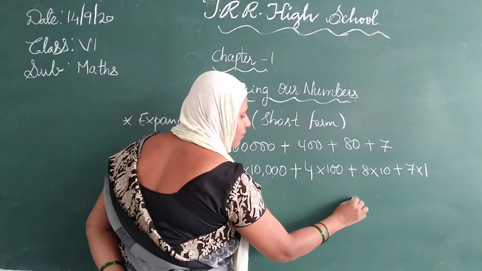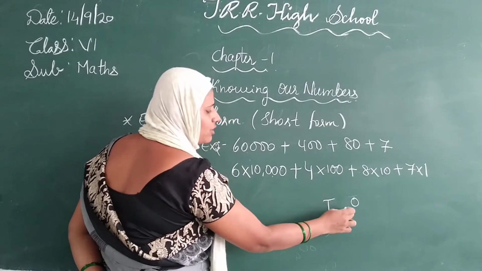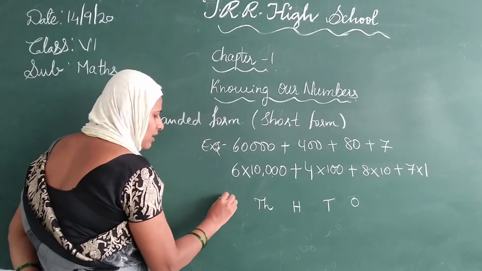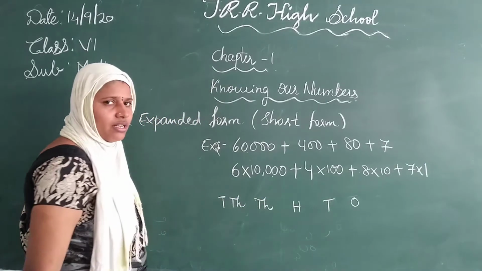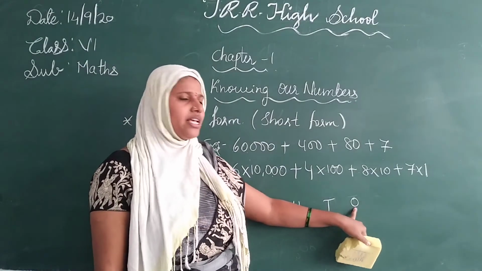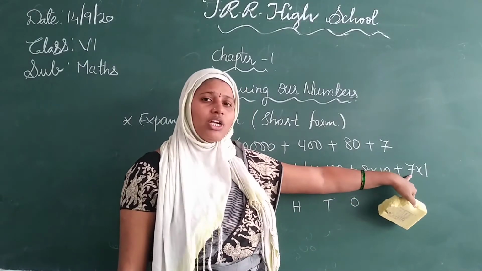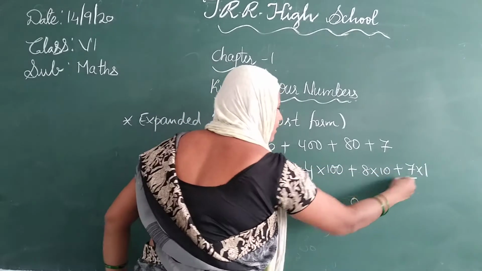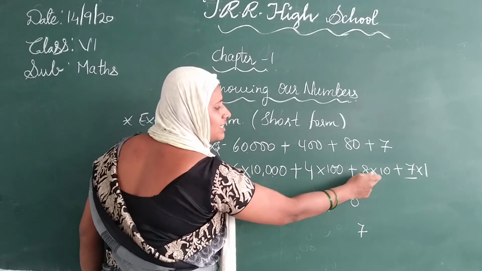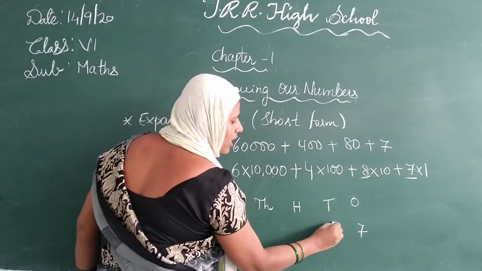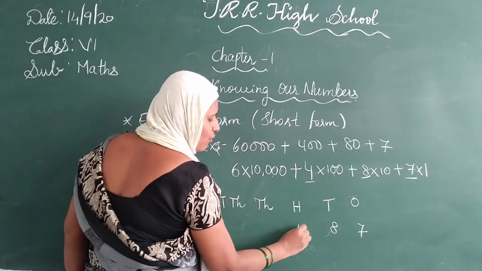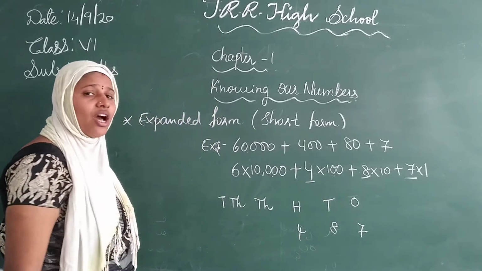Now what is my next step? Now starting from ones we will write the place values. Ones, tens, hundreds, thousand and 10,000. Right? Starting from the ones place, what is there in ones place? 7. So write 7 here. Now tens place, what is there? 8. So write 8 here. What is there in hundreds place? 4. Now coming to your thousands place.